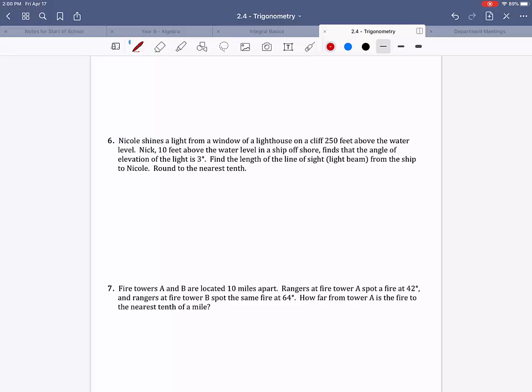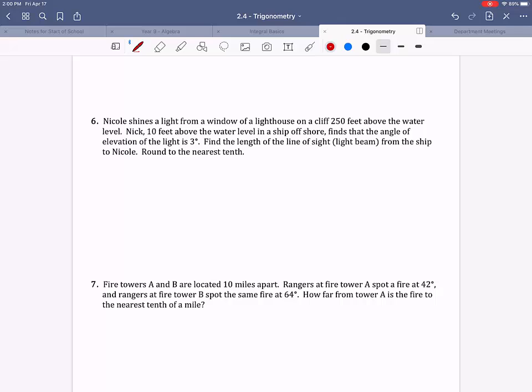Sometimes it helps to draw the picture as you're talking about it. Look at number 6. It talks about a light shining from the window of a lighthouse. So it may help to draw a cliffside like it says. Draw a little lighthouse on the top.